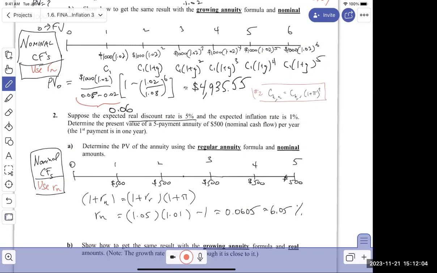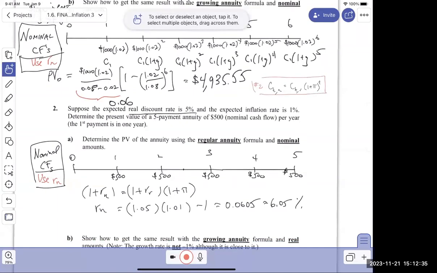Okay, so that's the formula number 1 you had to use to find it. So what did we do? We had to combine the inflation with the real rate to get the nominal rate. Now we have the rate that we should use with these amounts. And you're going to do that with the regular annuity formula, because that's what it looks like, a regular annuity, and the nominal rate. So all of this is straightforward so far.